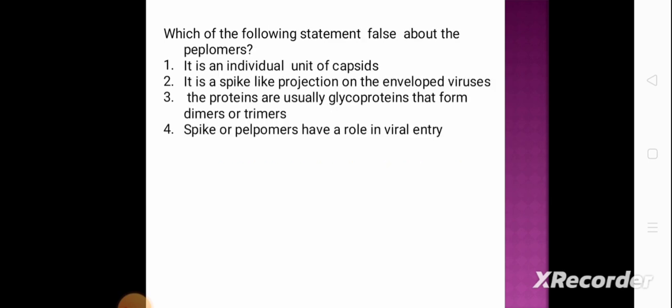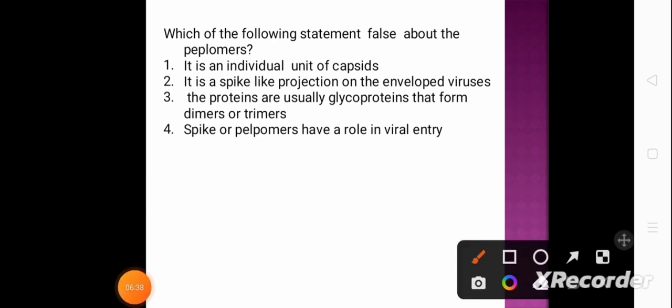Next question: which of the following statements about the peplomers is false? You have to choose the false statement. The first one is that it is an individual unit of capsid. The individual unit of capsid is known as a capsomer.